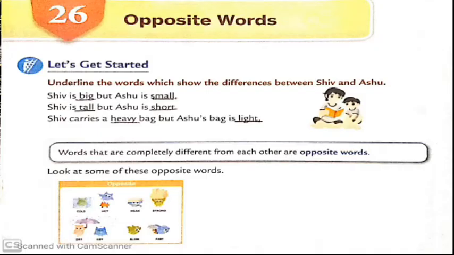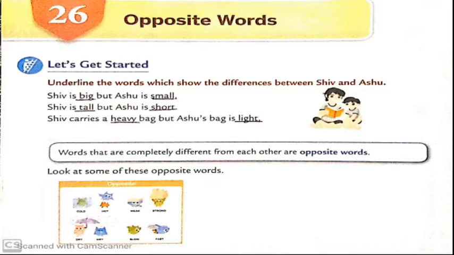Underline the words which show the differences between Shiv and Ashu. As you can see, there are two boys given in your book. One is Shiv and the other is Ashu. So you have to underline only those words which show the difference between both the boys.